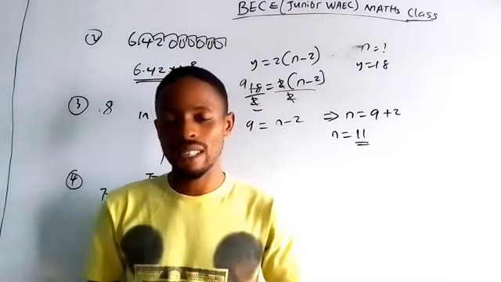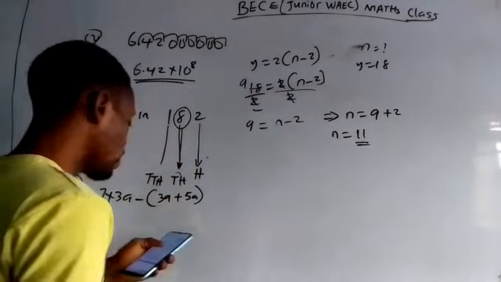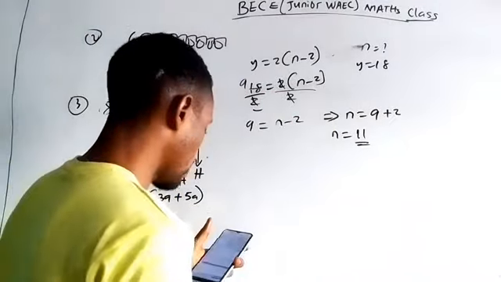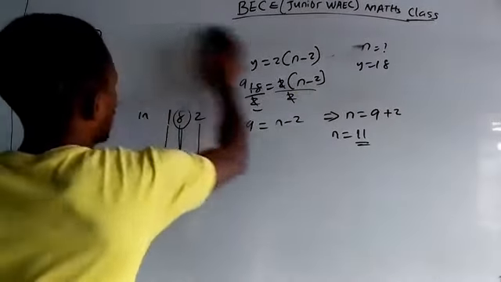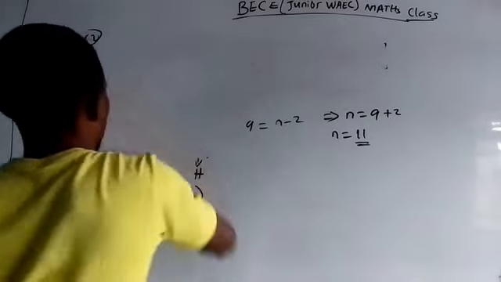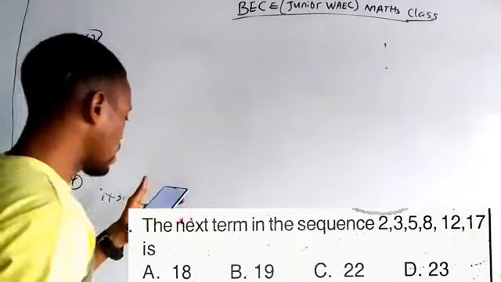That is question number 6. Let's go to question 6 here. You can see it displayed on the screen now. Question 6 says we want to find the next term in the sequence. We are given the sequence and we want to find the next term.